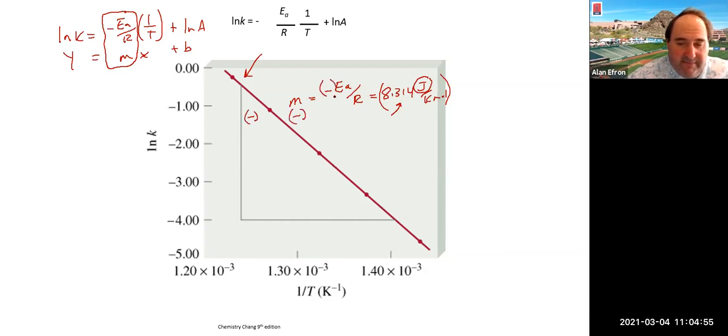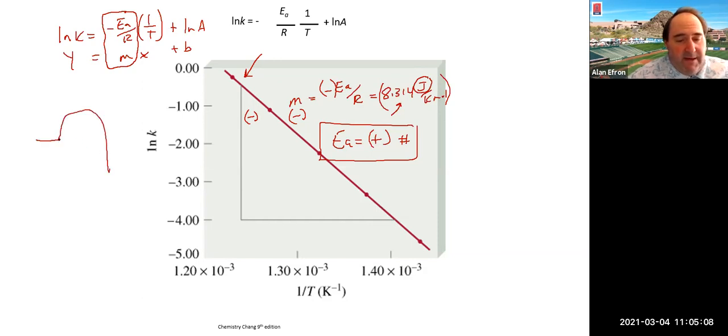We have the negative here. That's important because the activation energy is a positive number. So the activation energy is going to be a positive number. And you could just think about the hill, right? This is the activation energy here.